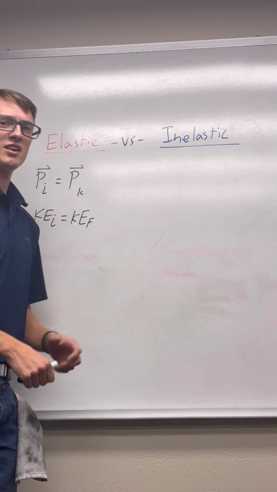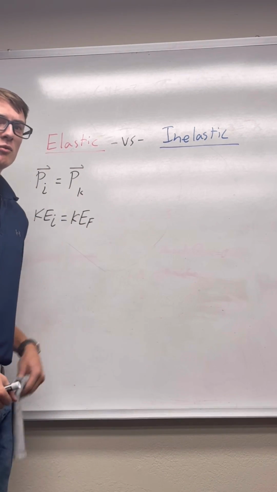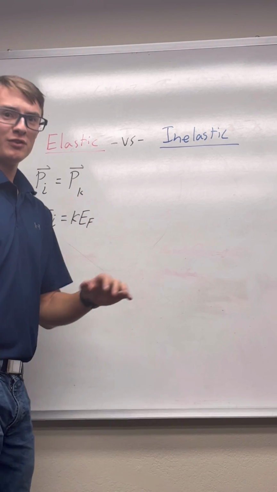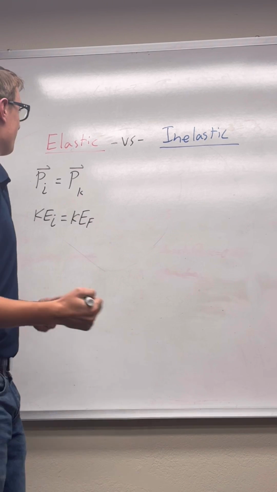Now, how does this differ from an inelastic collision? Well, an inelastic collision is when two objects collide, but they kind of stick together. Almost like if I threw my rag against the whiteboard, it didn't bounce off. It kind of just stuck there. Obviously, it fell down after, but it gets the idea across.